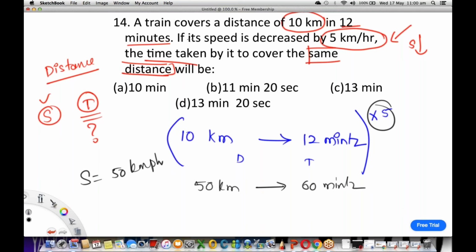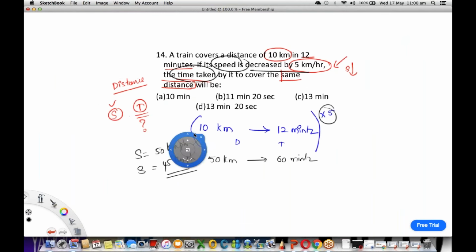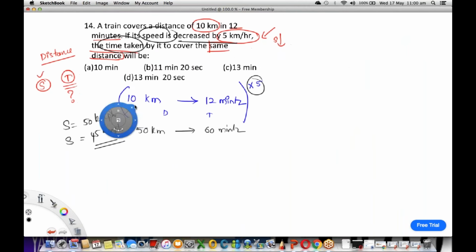And now look at the second statement. If the speed of the vehicle is decreased by 5, that means the new speed becomes 45 kilometer per hour. Then what is the time taken to cover the same distance? What is the distance covered in the previous? The distance covered in the previous is nothing but 10 kilometers. So now the time taken is what is being asked.